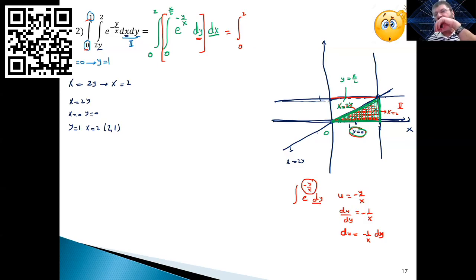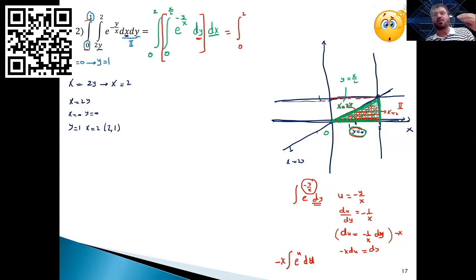In the question, I have only dy. So what I'm going to do, I will multiply the whole equation by negative x. So what do I have? So minus x du is equal to dy. So what's this going to be? So this is the integration of e to the u. What's dy? Minus x goes out, dy, du, sorry.